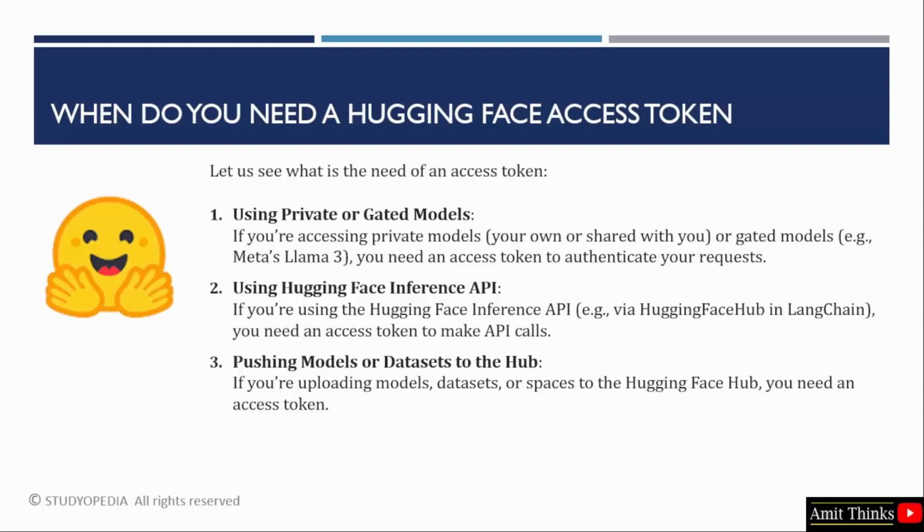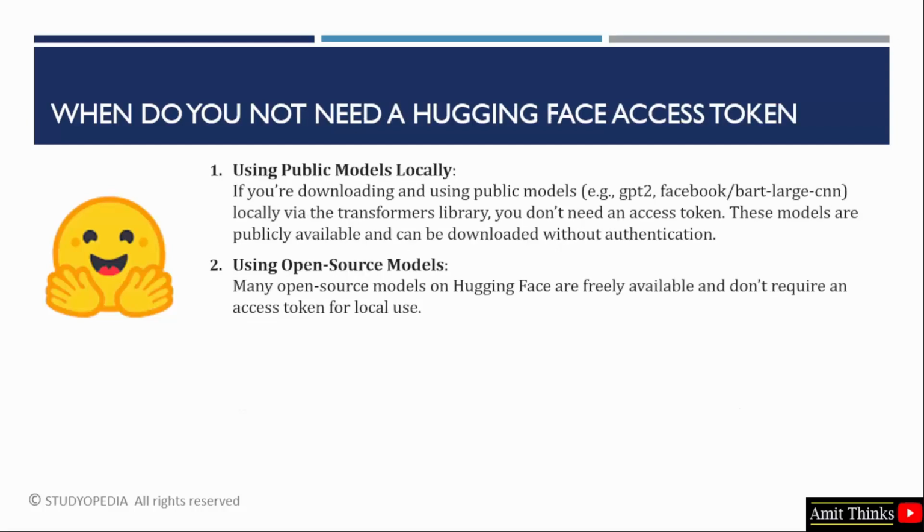Here it is. When you are using a private or gated model or an inference API, you need a Hugging Face access token. You must have heard about Meta's Llama. It is a private model. To access it, you need to authenticate. That means you need to create an API key. You need a token. With that, if you are using the Hugging Face inference API, then you need an access token to make API calls. Also, if you are uploading models or datasets or even spaces to the Hugging Face hub, you need an access token. Now let us see when you do not need a Hugging Face access token.